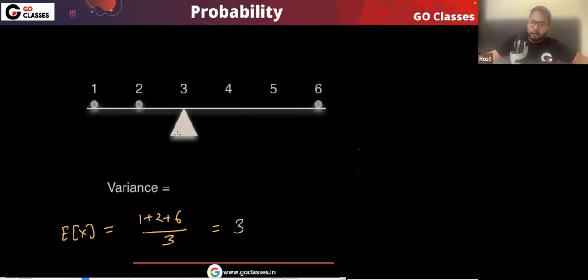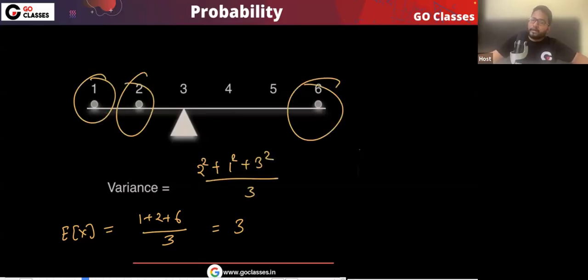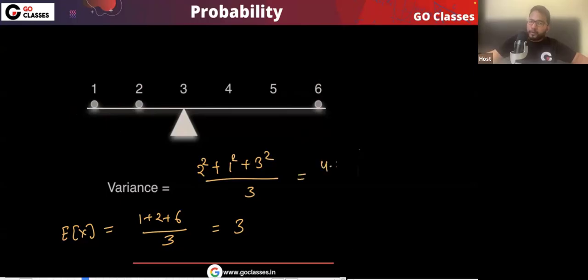3 is the mean. This is the center of mass, or the mean. And then from here, you need to find the squared distances. So this is 2 squared plus 1 squared plus 3 squared, divided by 3, because this is 2 far away, this is 1 far away, this is 3 far away, right? So this will be 4 plus 1 plus 9, divided by 3.